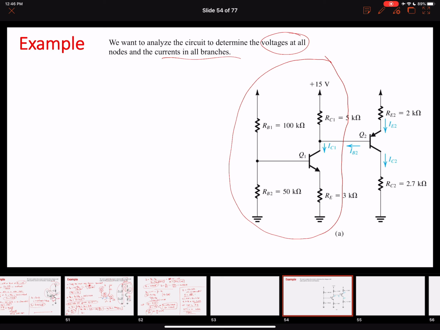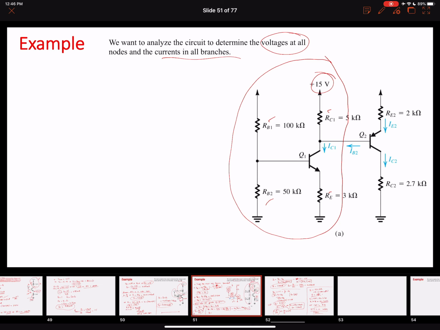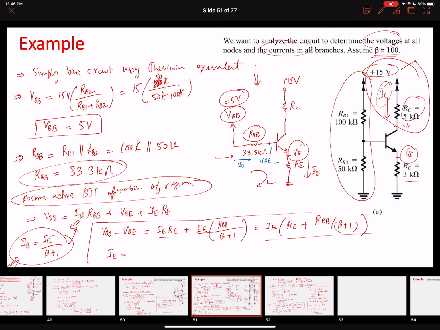We saw that, for example, the values, you can compare the values RB1 100K, RB2 50K, RC1 5K, RE 3K, NPN transistor, and a 15 volt biasing power supply. So let me go back. In this example, you will see that this circuit is exactly similar to what we are seeing right now in the example on the left side. We have a Q1 transistor. So this was our Q1 transistor in the current example, and our voltage values are the same. Our resistors are the same.